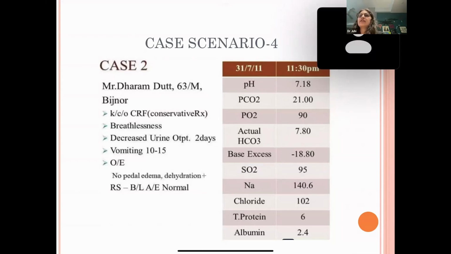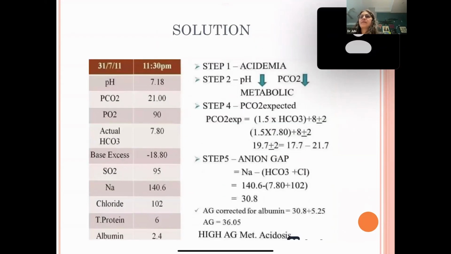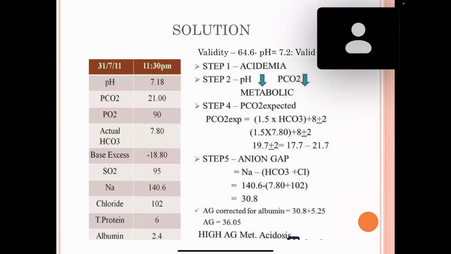A 63-year-old male, a case of chronic renal failure, came with breathlessness, reduced urine output, and vomiting. Okay, so this is the following ABG. So how will we proceed? We'll check the validity. It's a valid ABG. Step 1, we'll see for the pH, right? What is the pH? 7.18. What is it? Acidemia, okay? Less than 7.4, acidemia.